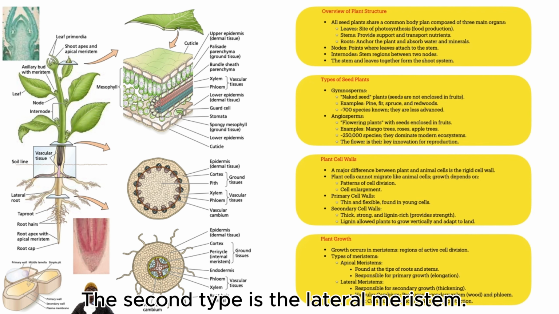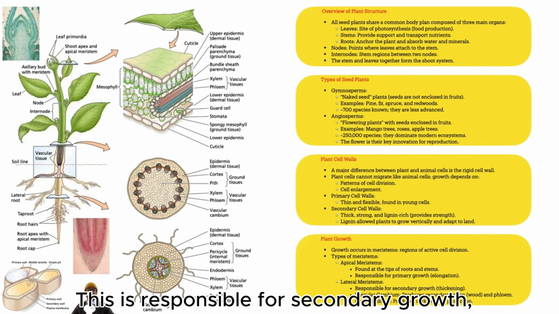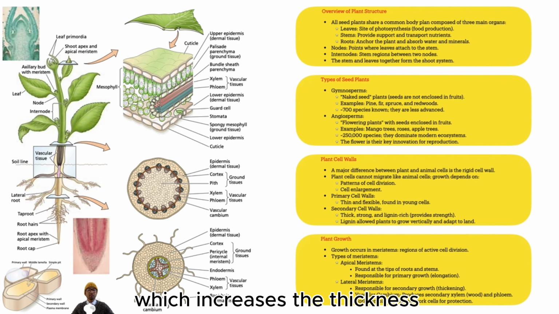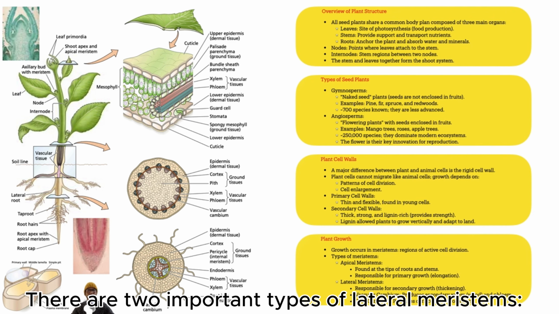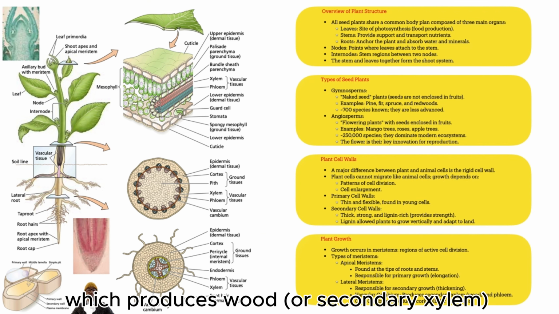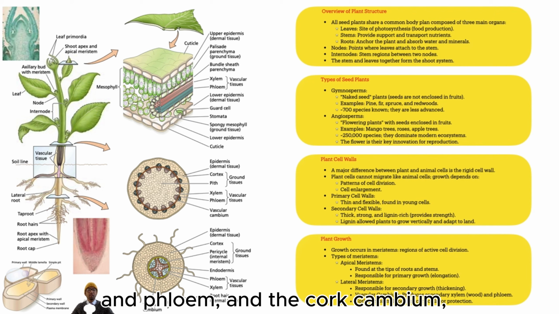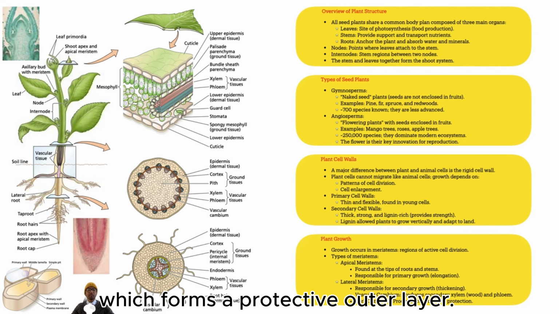The second type is the lateral meristem. This is responsible for secondary growth, which increases the thickness or width of the plant, like the rings you see in a tree trunk. There are two important types of lateral meristems: the vascular cambium, which produces wood or secondary xylem and phloem, and the cork cambium, which forms a protective outer layer.